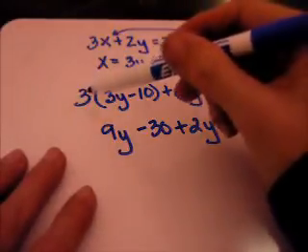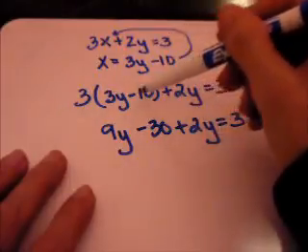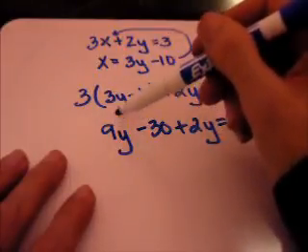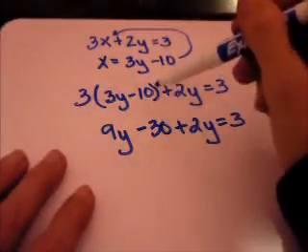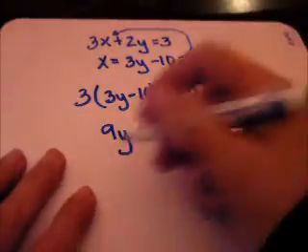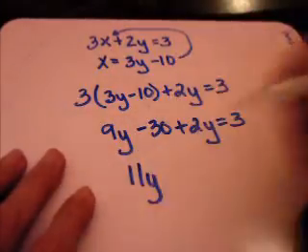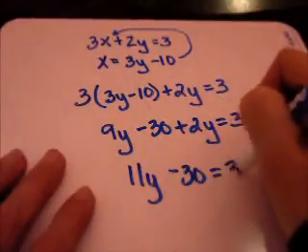Now that reminds me, I notice a lot of people forget to multiply the 3 through everybody. They always remember the 9y and then often forget to do the 3 times the -10. So always be careful of that second term. Okay, so now I'm going to combine like terms. We get 11y minus 30 equals 3.